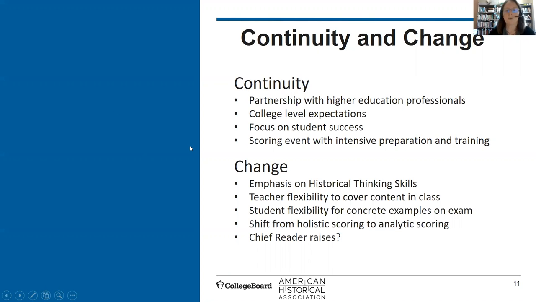Some changes though, particularly from the redesign, are the shift to the historical thinking skills, the ability for teachers to have flexibility to cover different content in class, student flexibility on the exam to come up with different examples, and this shift from holistic scoring to analytic scoring, and I added a little something for College Board to think about. And with that, I'm done sharing my slides, and I'm happy to introduce Ed Ayers, who is the Boatwright Professor of History, the Humanities at the University of Richmond, where he is President Emeritus.